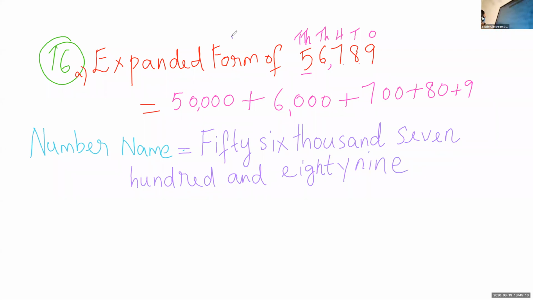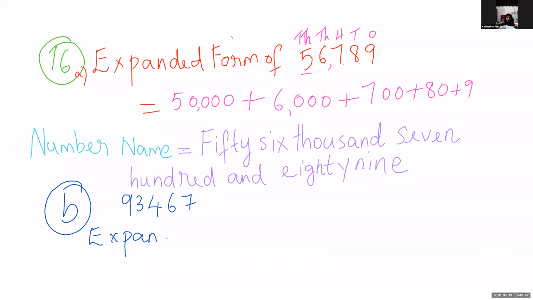Okay. Now next one, question number 16B. You can write like this. Okay, Catherine, can you please unmute and tell me? Yes, ma'am. 93467. Can you tell me the expanded form, Catherine? Expanded form of question number B.